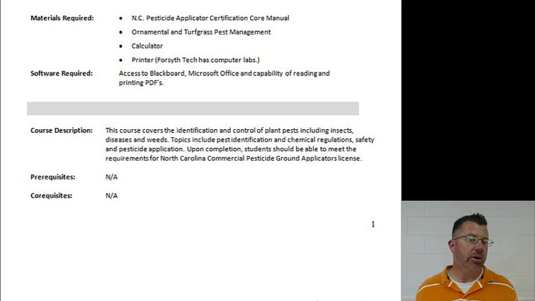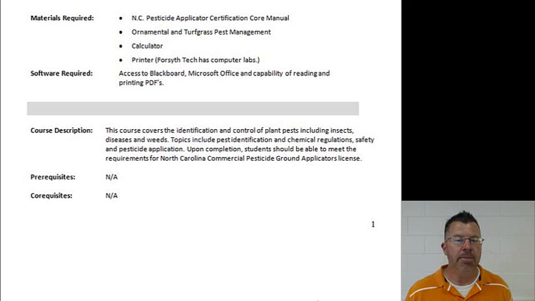You're also going to need a calculator, and you're going to need access to a printer, because you're going to have to print your homework off that's going to be uploaded as PDFs. If you do not have access to a printer at home, we do have computer labs here on campus where you can print your homework assignments. Access to Blackboard, possibly Microsoft Office. Hopefully not, but there may be an instance where you need to open that up. And the capability of reading and printing the PDFs. So that's the only computer-related software that you will need for this class.